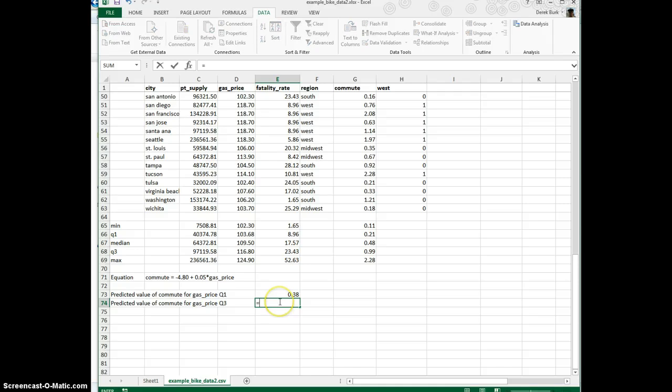And then the same thing for Q3: equals negative 4.8 plus 0.05 times, now Q3 is 116.8 right here. Okay, so now I get a predicted value of 1.04%. So when cities have a higher gas price, when they have gas price equal to the third quartile, they're predicted to have higher rates of bike commuting.